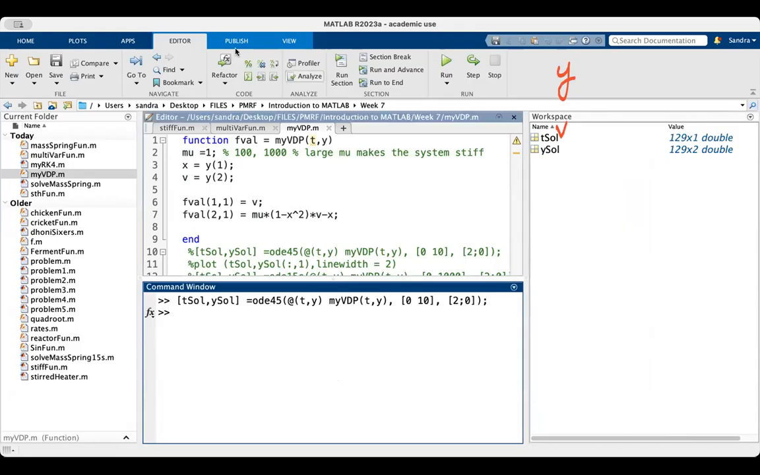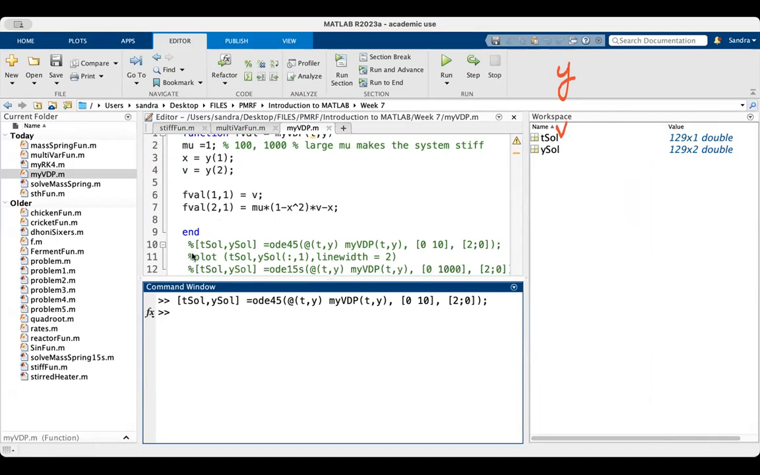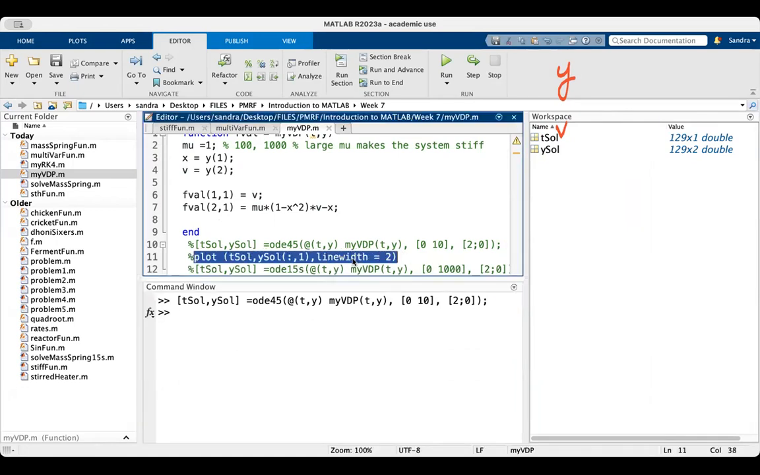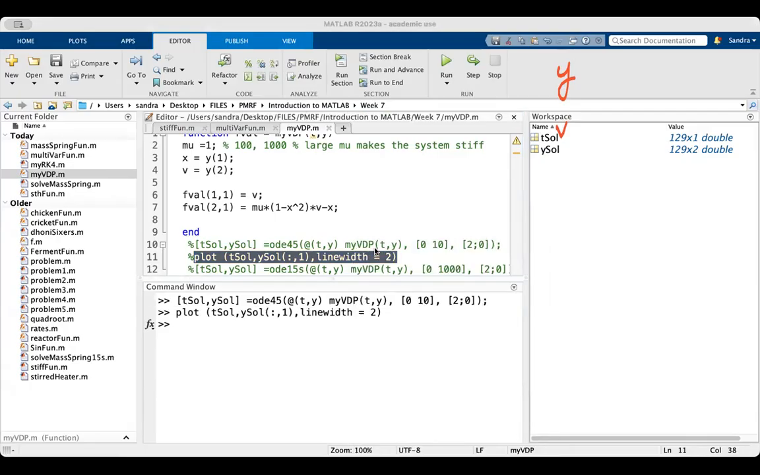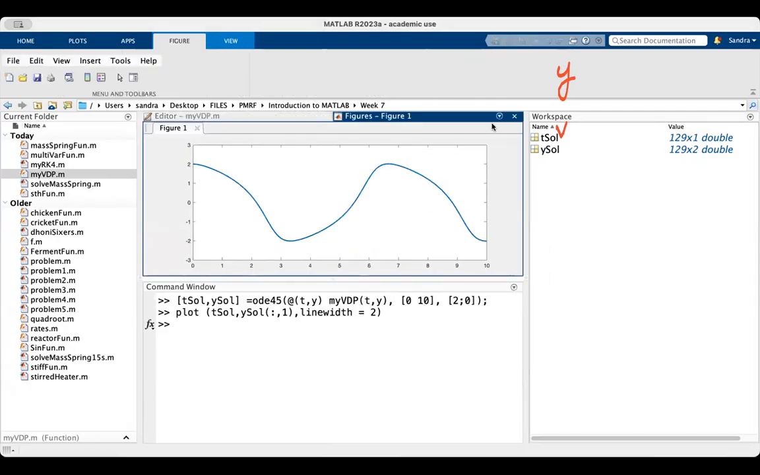It takes 129 steps. Now let me plot the solution. This command I've already written. I'm just plotting x, the position. This is how my system behaves. For mu equal to 1, you can see how oscillatory the system is.